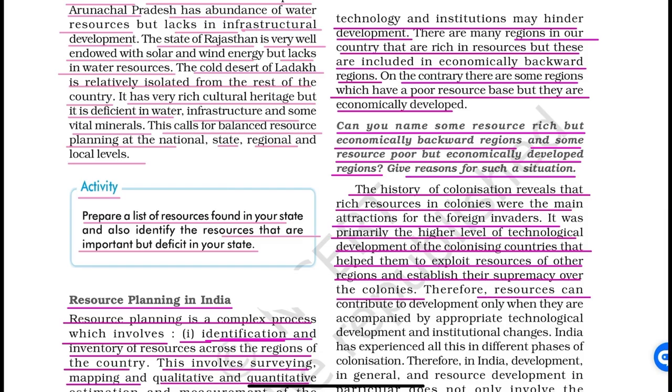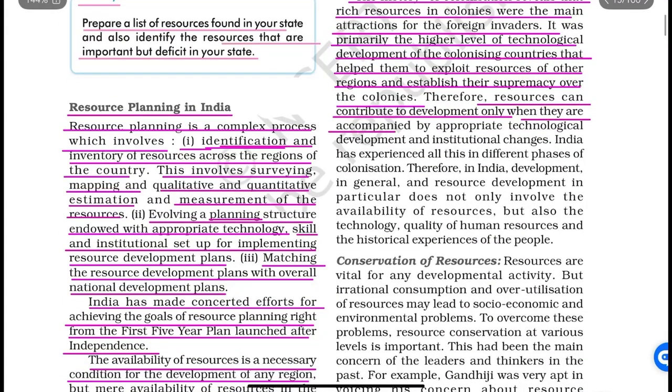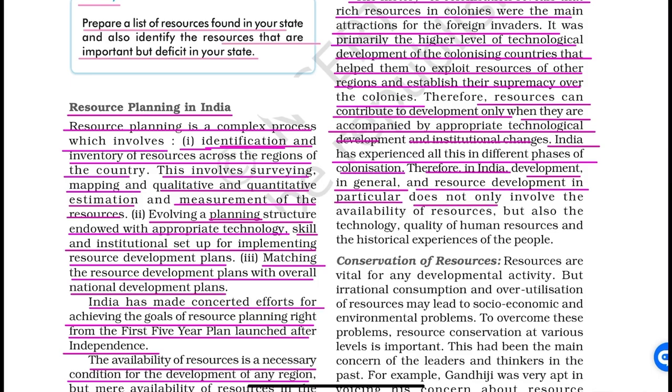Therefore, resources can contribute to development only when they are accompanied by appropriate technological development and institutional changes. India has experienced all this in different phases of colonization. Therefore, in India, development in general and resource development in particular does not only involve the availability of resources but also the technology, quality of human resources, and historical experiences of the people.